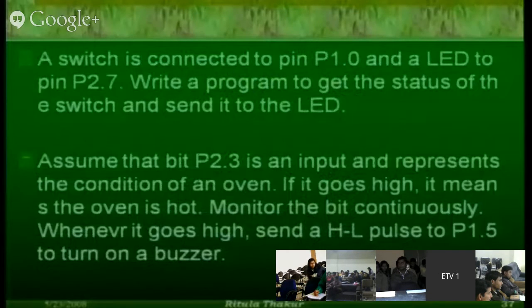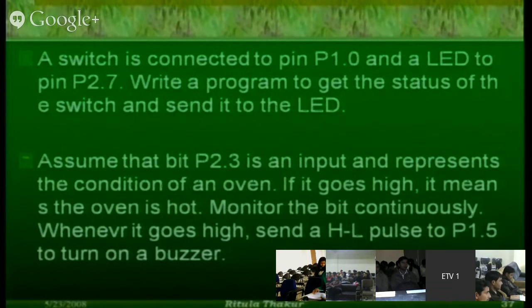So you have to monitor. Basically what he's trying to say is that you have to monitor the condition of the oven. In case it goes high, it means that the oven is hot. Okay? If that bit goes high, it means the oven is hot. So you have to keep on monitoring the bit continuously. Whenever it goes high, send a high to low pulse to P1.5 to turn on a buzzer.